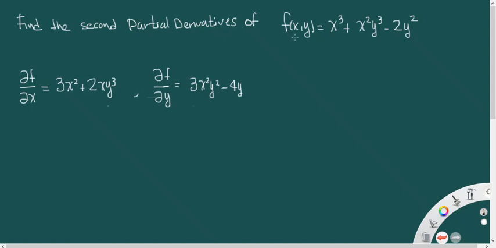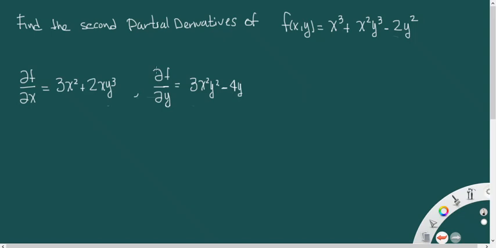We have this function f of x and y, and that is equal to x cubed plus x squared times y cubed minus 2 times y squared. And as you know, the partial derivative of this function with respect to x equals 3x squared, which is this part, plus 2 times y x cubed, which is this one. And this term 2y squared is equal to 0 because this is considered as a constant.